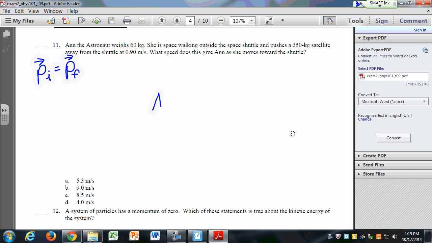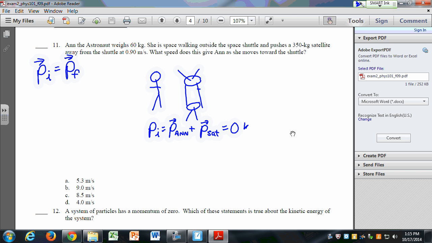So here's Anne. This is the satellite. It looks like an alien robot. And she pushes it. Initially, they're both just sitting there. So initially, my momentum is equal to the momentum of Anne plus the momentum of the satellite. But since both of them are not moving, it's just going to equal 0 kilogram meters per second.